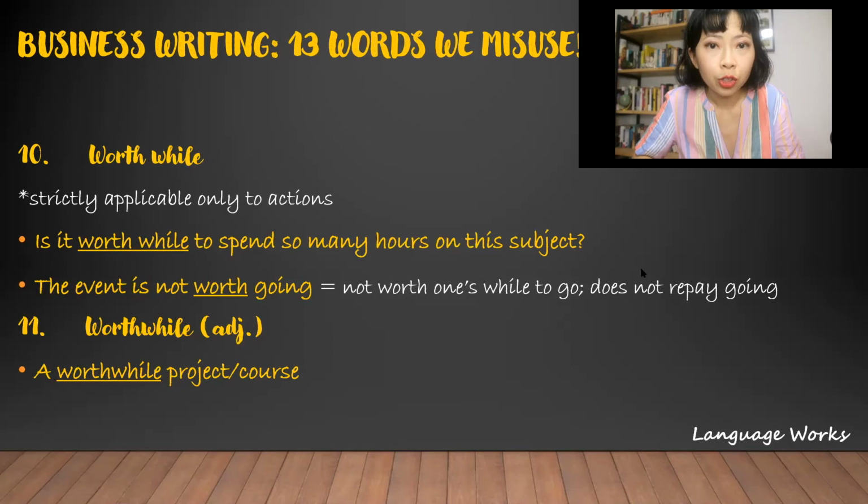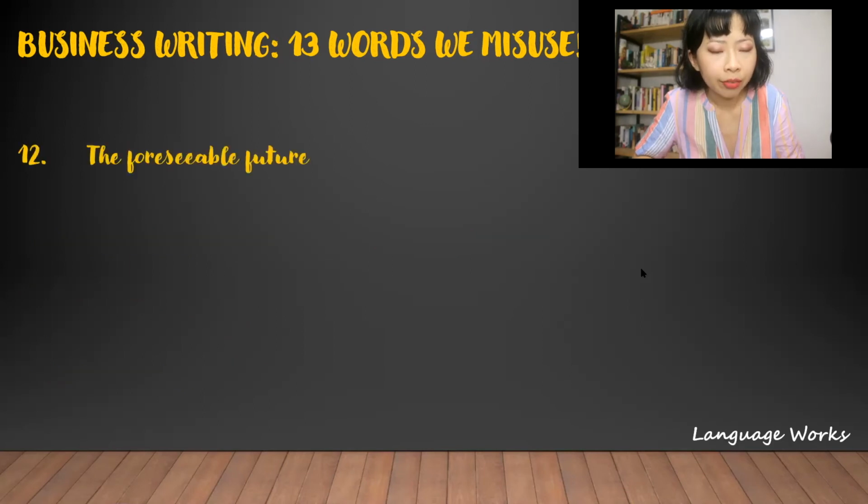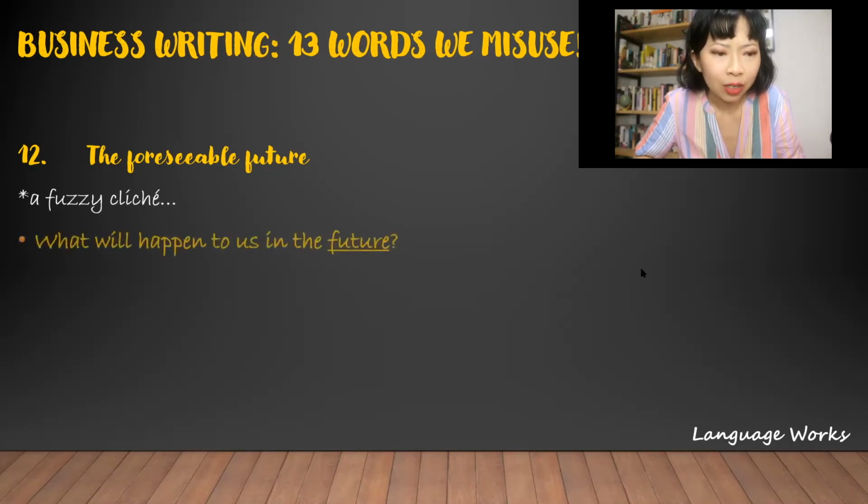Now let's move on to number 12. We have a phrase like the foreseeable future. Do you write like this? Or do you have colleagues who write like this? The future is the future, so it's best just to drop foreseeable. Okay, it's a fuzzy cliche, it's overused. Simply, what will happen to us in the future? That's good enough. And this is a real question, by the way.